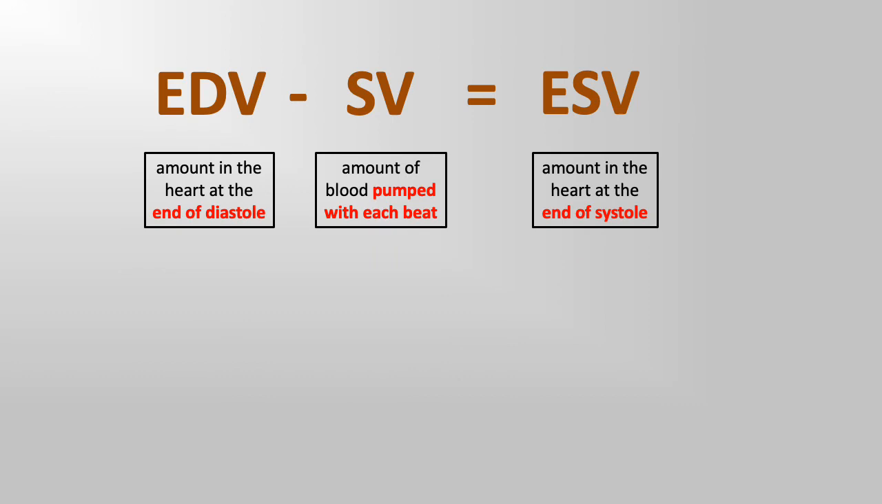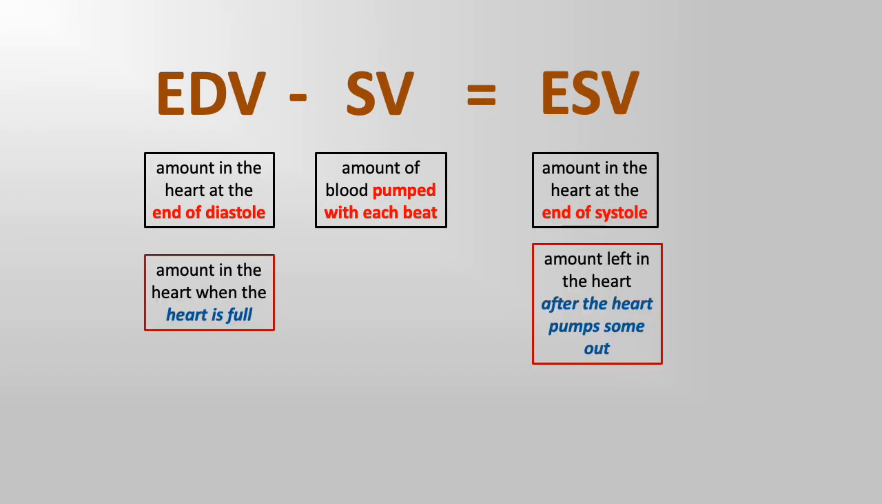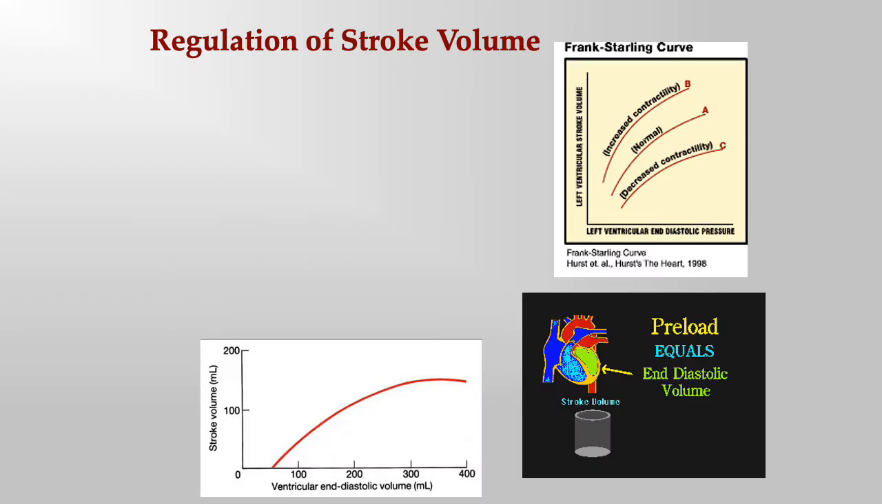Remember that end diastolic volume minus stroke volume equals end systolic volume. If you take the heart when it's full, subtract the amount that it pumped out, then you get how much is left. So EDV, that's when the heart is full. ESV, after the heart pumps some out. I'm going to ask you about this. And don't just memorize the equation. Notice that EDV, for example, would be equal to ESV plus SV. The amount that's left in the heart plus the amount you pumped out would be equal to the amount when the heart was full. So understand it, don't just memorize it.